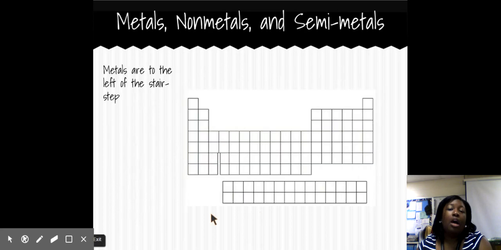So metals, nonmetals, and semi-metals. All right, so metals, nonmetals, and semi-metals. Metals are to the left, right here. So the metals are to the left.